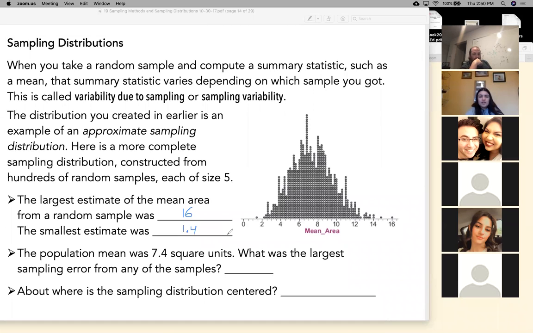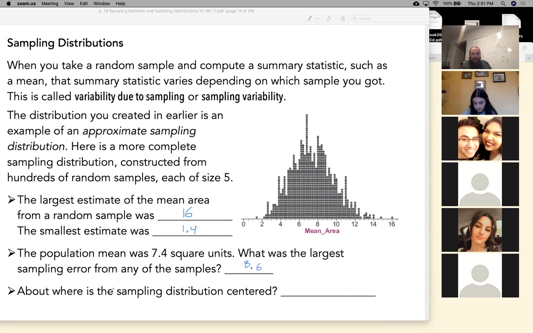Would you do like 16 minus the 7.4? That's exactly what sampling error is, right? It's our sample estimate minus the true value. They're telling us the true value is 7.4. Our largest estimate is 16. What's 16 minus 7.4? 8.6.